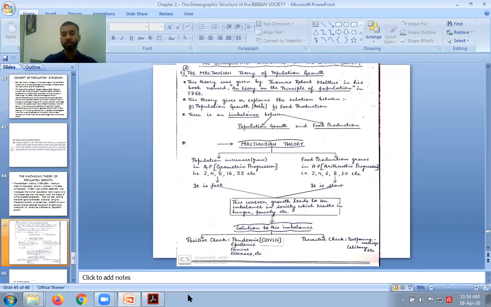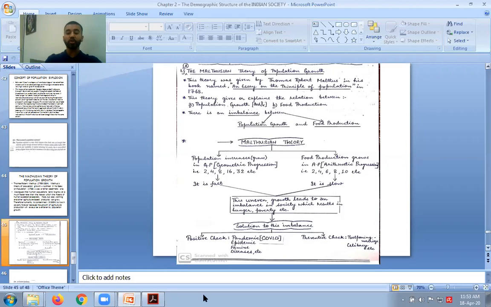And he also gave a solution to this imbalance. In his solution he talked about two checks, meaning two measures: positive check and preventive check. In positive check, he talked about the pandemic. Look, I've written COVID-19 as the example of a pandemic so that all of you can understand. I hope you are trying to relate to what I'm telling you.